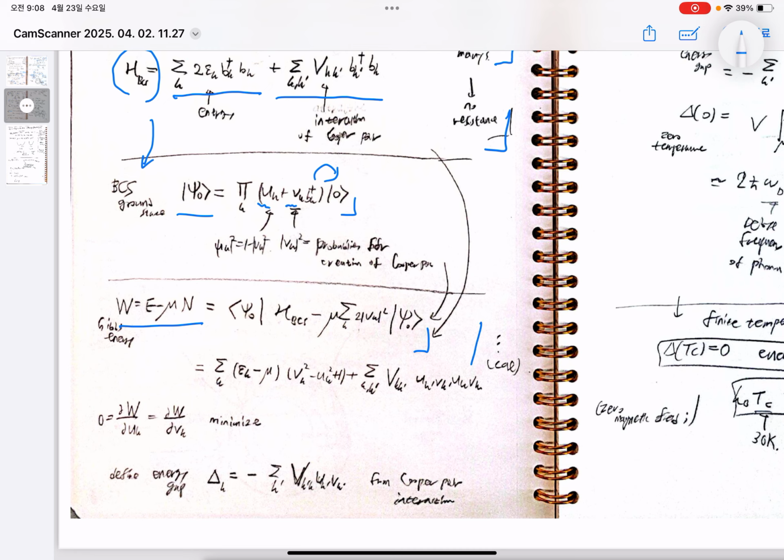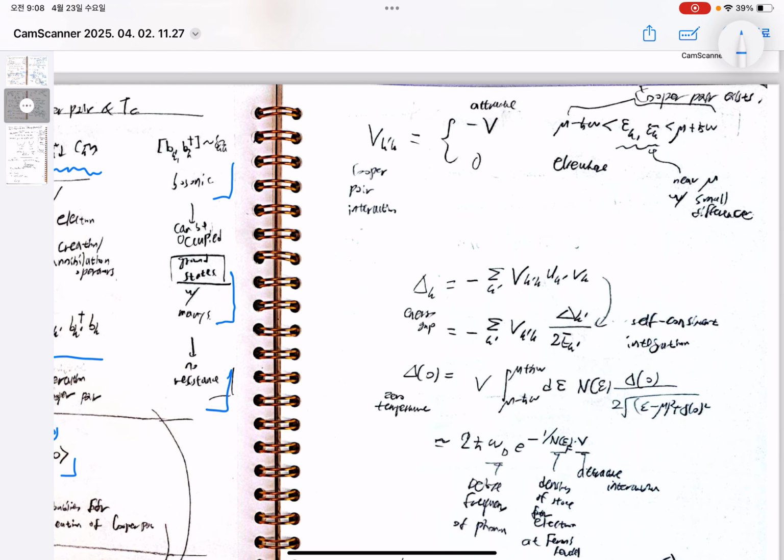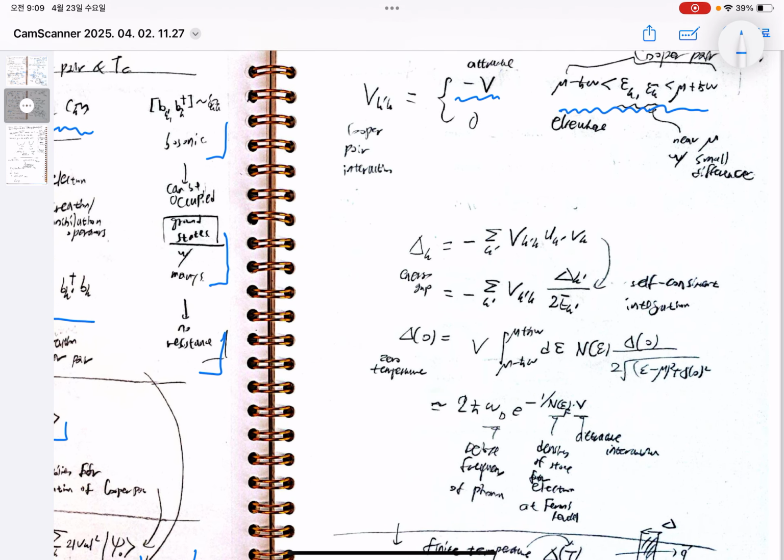Then we can calculate, and by minimizing this Gibbs energy, we can define the energy gap from the Cooper pair interaction. The Cooper pair interaction potential is given by such an attractive interaction term when the Cooper pairs exist in such an energy interval. So by using that, we can calculate the energy gap as a self-consistent integration.